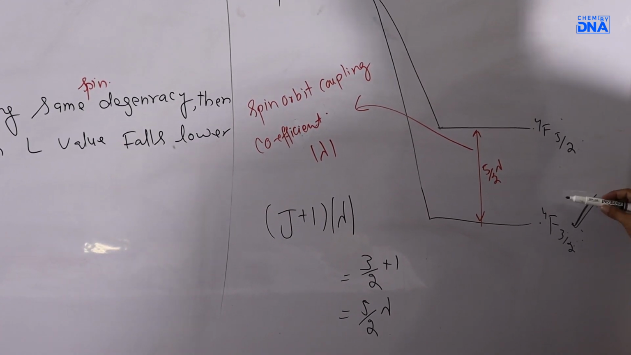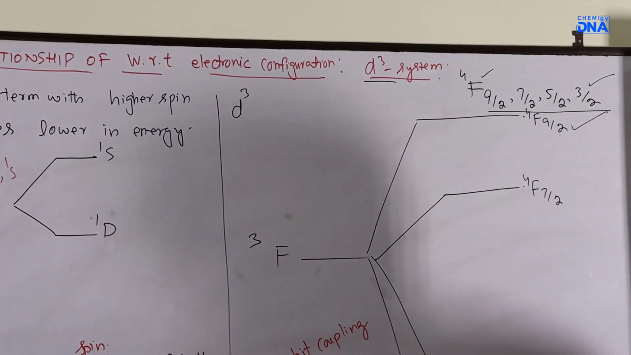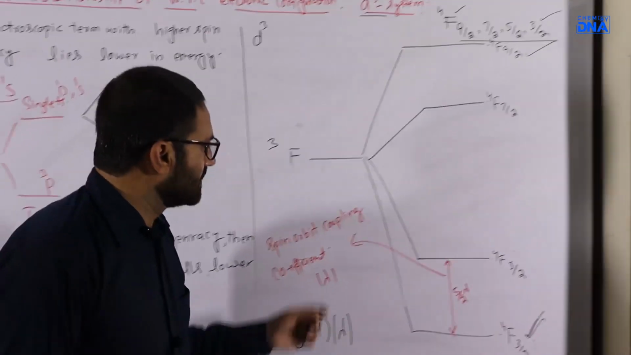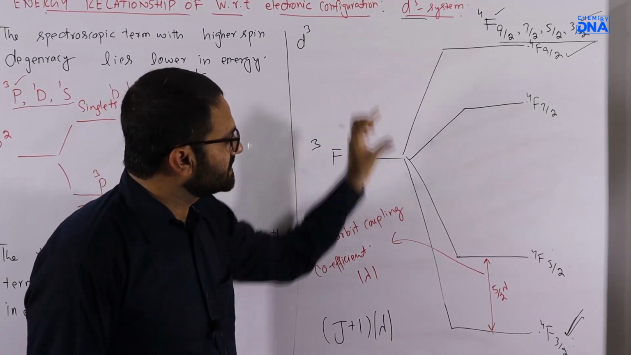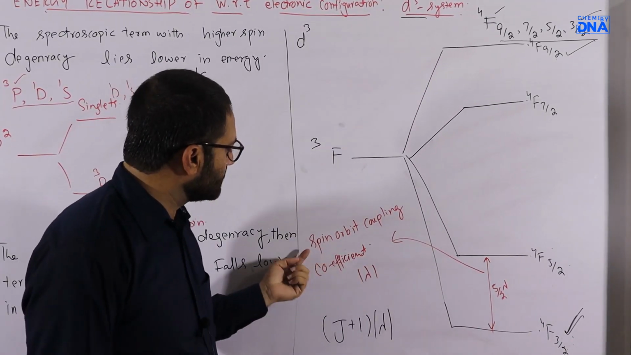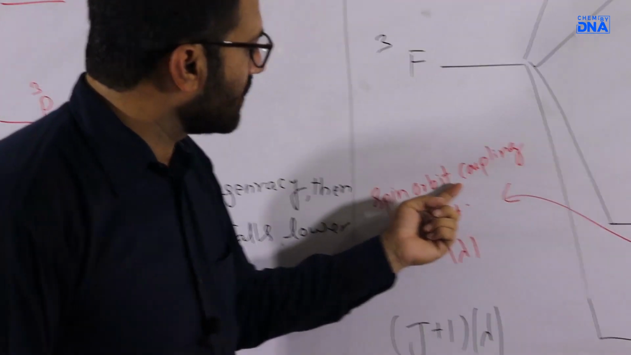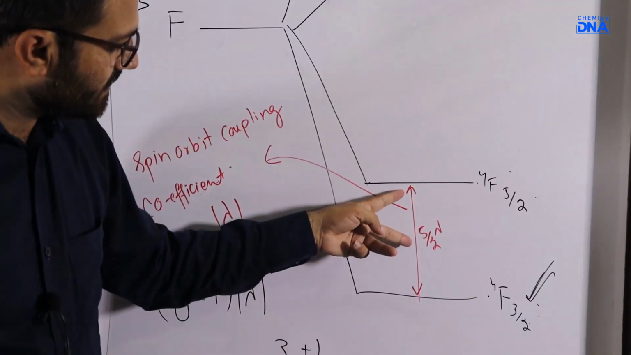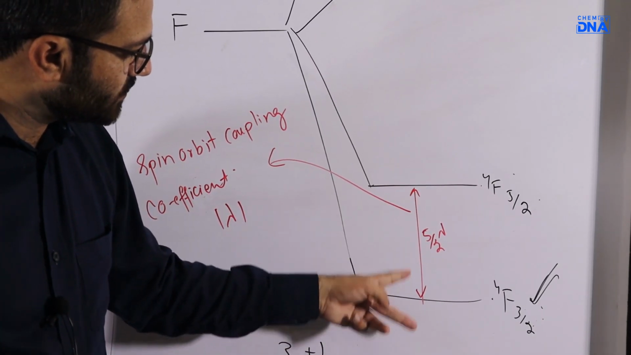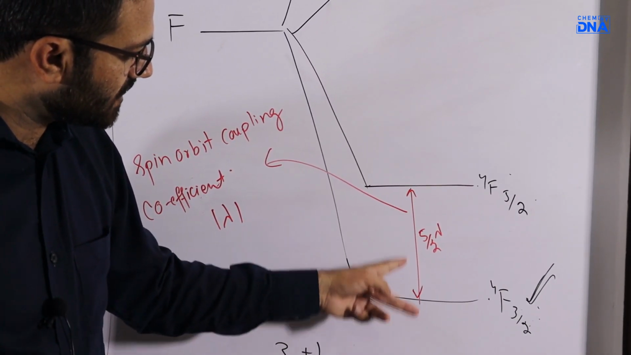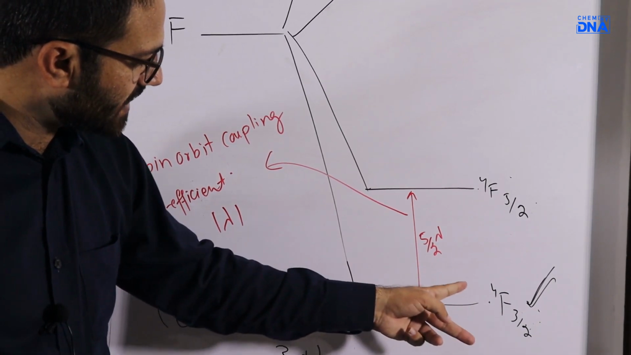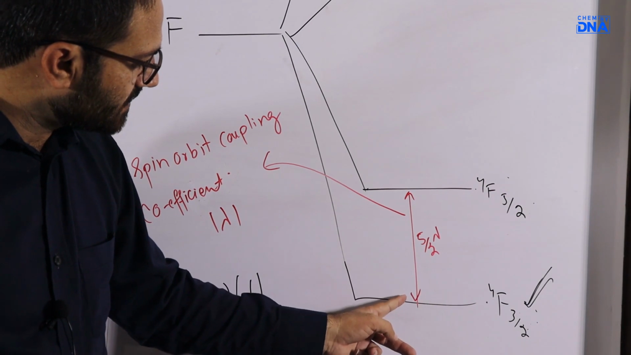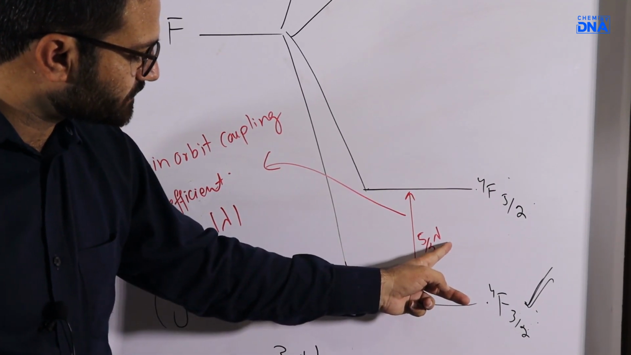Not only these two values, you can compare the energy difference between all these 4 J values. This energy difference is actually described by the spin orbit coupling coefficient. The author says that the energy difference between these two J values or these two spectroscopic terms, which is F quartet 3 by 2 and F quartet 5 by 2, is 5 by 2 lambda.